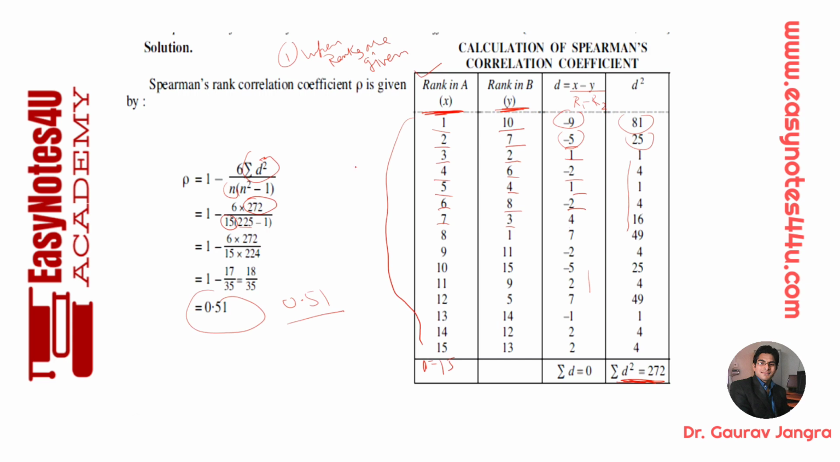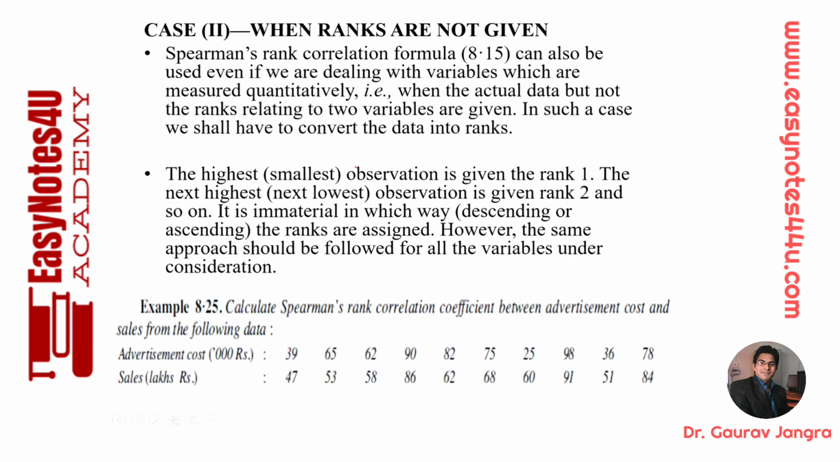So this is the case when the ranks are given, and the second is when ranks are not given. Then the highest observation is given rank 1, then the next highest value, and so on in descending order. You can also give the ranks in ascending order; it depends on you. Here you can see, calculate the Spearman rank correlation between the advertisement cost and sales. The ranks are not given; these are the values of X, the advertisement cost, and the sales values of Y.